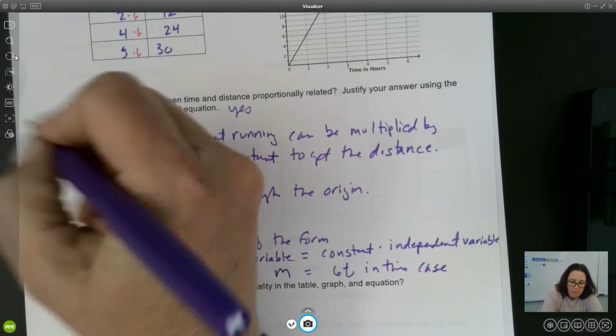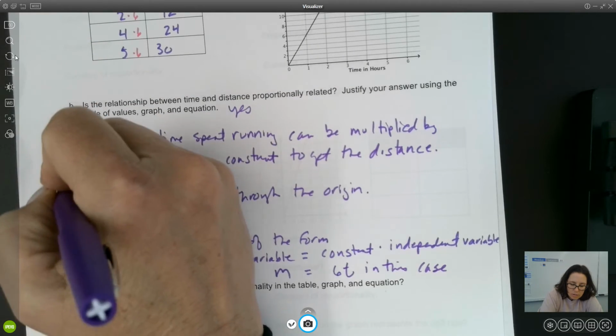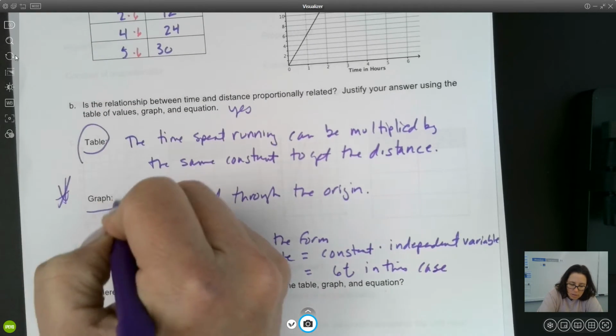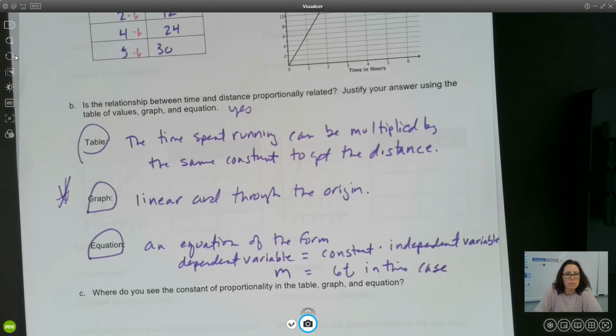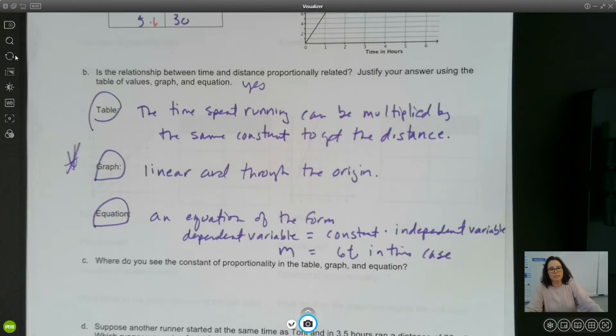Okay. You absolutely need to know table, graph, equation, and justifying using them if a situation is proportional. That is the main point of this module. Okay, where do you see the constant of proportionality in the table, graph, and equation?